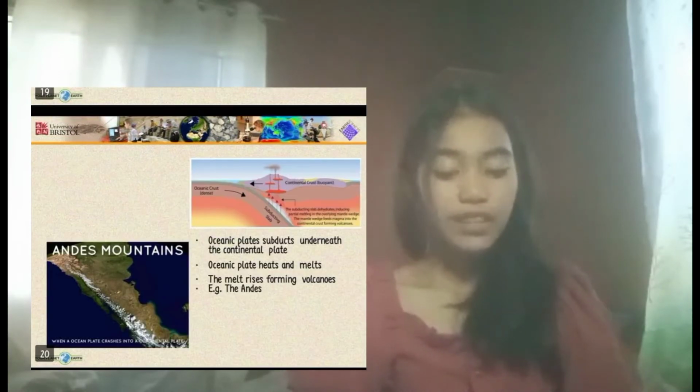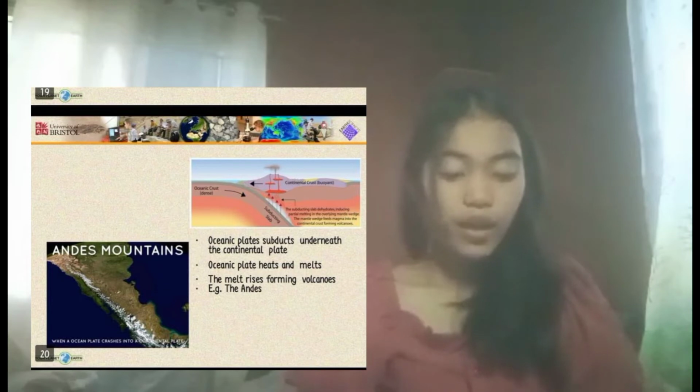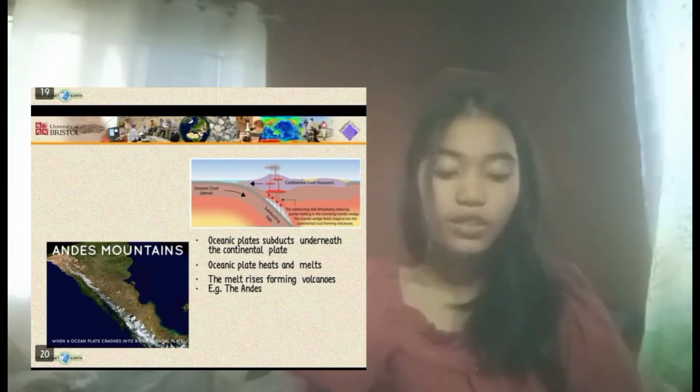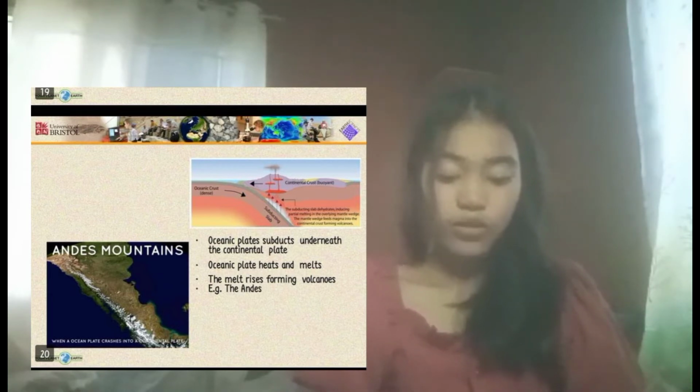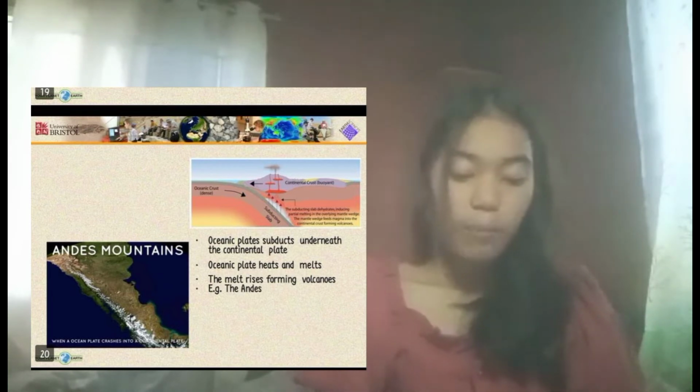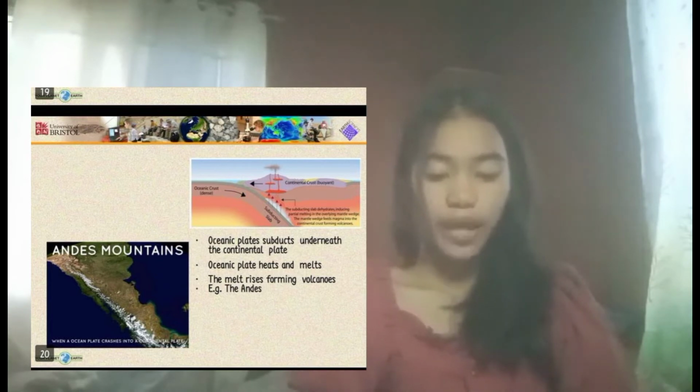Oceanic plates subduct underneath the continental plate. The oceanic plate heats and melts. The melt rises, forming volcanoes. An example is the Andes Mountains. When the ocean plate crashes into a continental plate, the subducting slab dehydrates, inducing partial melting of the overlying mantle wedge. The mantle wedge feeds magma into the continental crust, forming volcanoes.